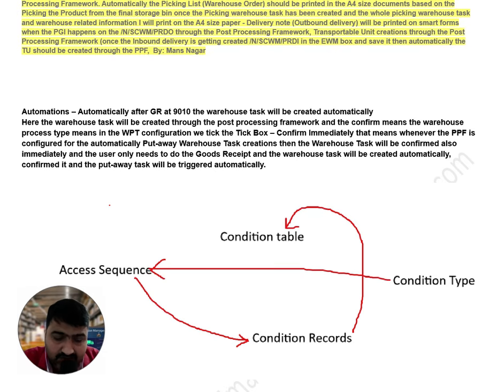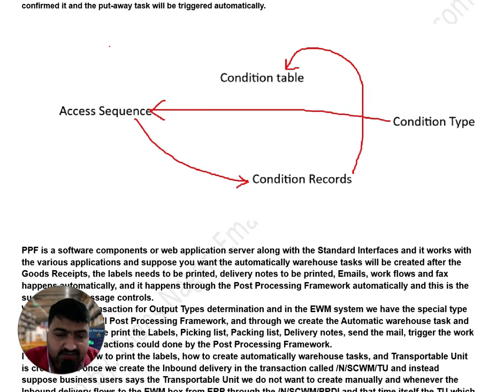You don't need to go, for simulation purposes, click on create, then click on create plus save. So in this simulation, the task would be created automatically and confirmed automatically. Then the warehouse worker will go and perform the picking process. The user only needs to do the goods receipt, and the warehouse task will be created automatically and confirmed, and the put away task would be triggered automatically.